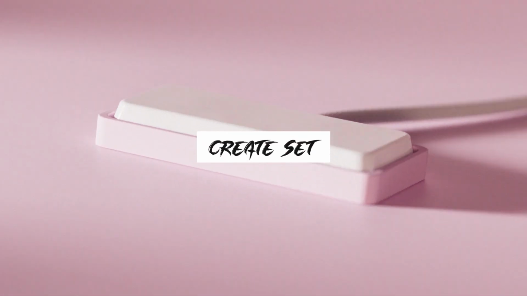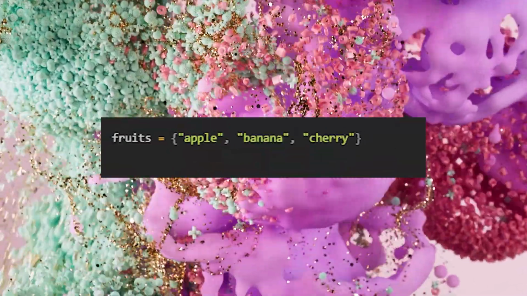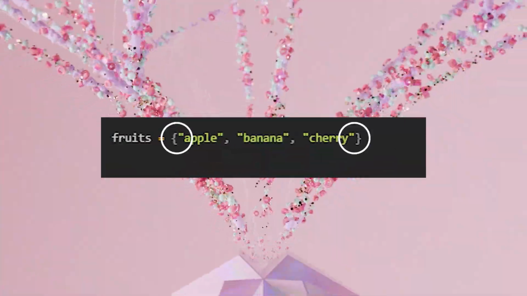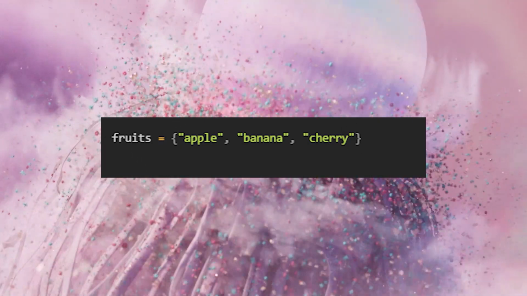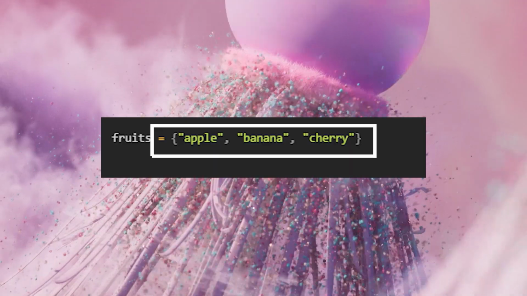To create a set, you follow a similar idea to lists and tuples, but this time, you use curly braces instead of square brackets or parentheses. Now we have a set named fruits with 3 items: apple, banana, and cherry.